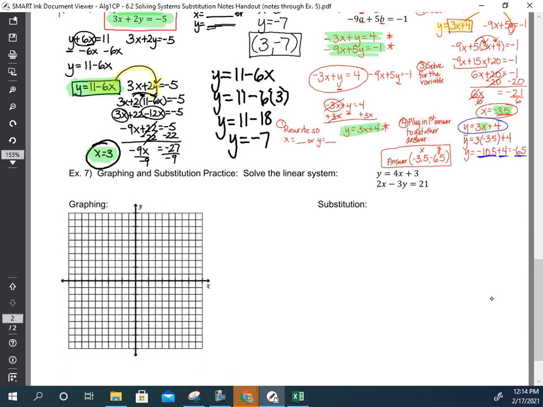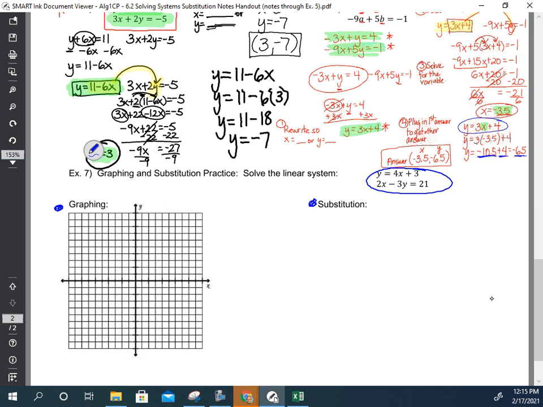All right, example 7. So for example 7, this one you're going to take time to practice and actually work out yourself to see if you know how to graph and know how to do substitution. So there's your problem. Y equals 4x plus 3 and 2x minus 3y equals 21. You are first going to do the problem by graphing, and then you're going to do the problem using substitution.